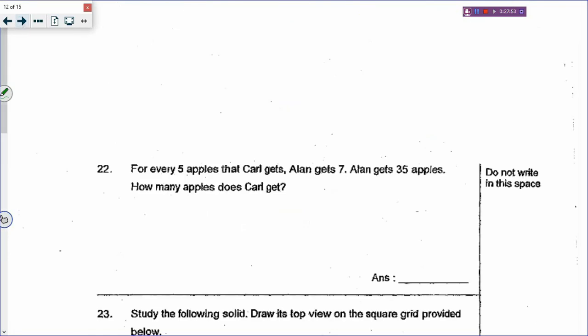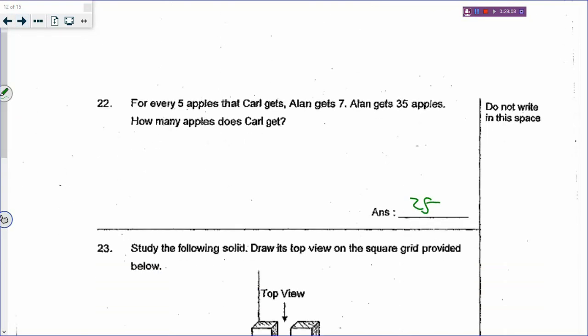Okay, question 22. And your answer is... Okay, let me just have a quick look at the answer key. Alright, now the answer is 25 apples. Alright, now how to get 25 apples? Now, over here, this question, you can use ratio. Why? Because there's a word every. So when you see the word every, you can think of ratio.